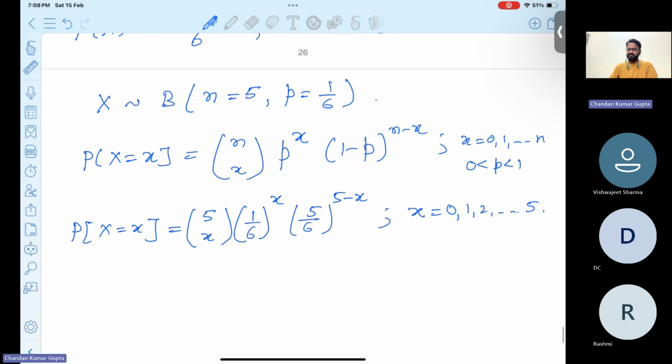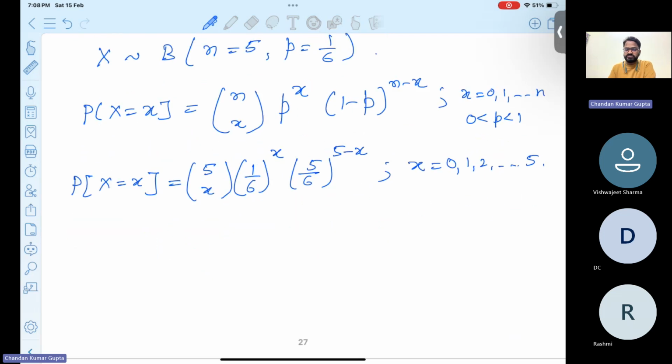So this is the PMF of the binomial distribution with the given values of the parameters. Now you can make your own question. What is the mean and variance of this particular distribution? Can anyone tell me? Look, when x follows the binomial distribution, the mean is np. So n equal to 5 into p equal to 1 by 6 comes out to be 5 by 6.